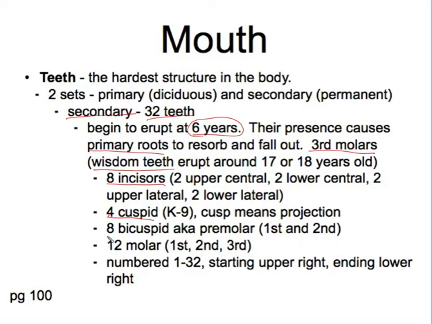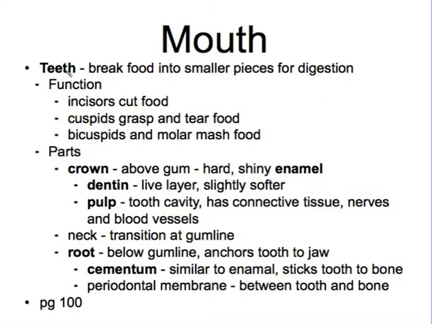Behind that, you have your bicuspids. So this is going to be 2 on the top left, 2 on the top right, 2 on the bottom left, 2 on the bottom right. And then last but not least, we have our molars. So first, second, and third molar. If you don't have your wisdom teeth in yet, you only have 8 molars. If you have your wisdom teeth taken out, you only have 8 molars. But these are your last teeth. These are numbered 1 through 32, starting at the upper right, ending at the lower right. So you go all the way around and then go back that same way to the other side. Those are your teeth.